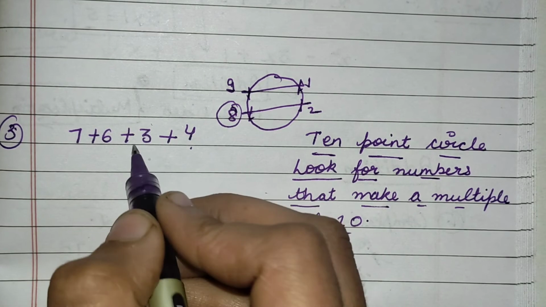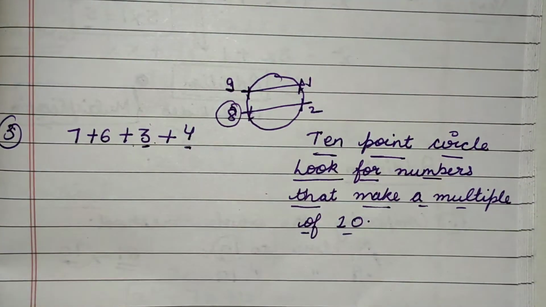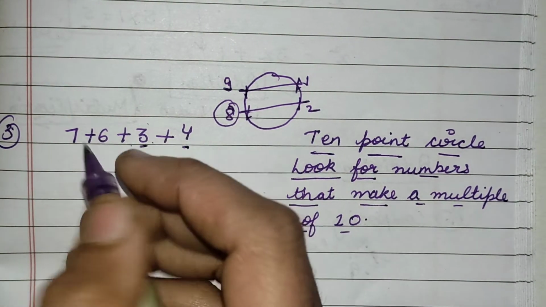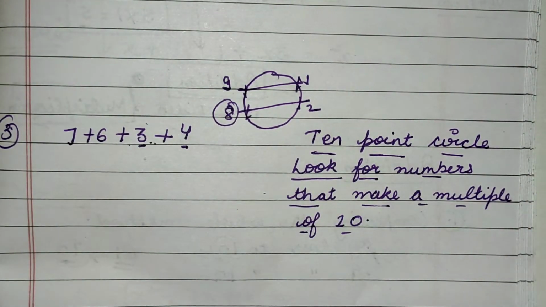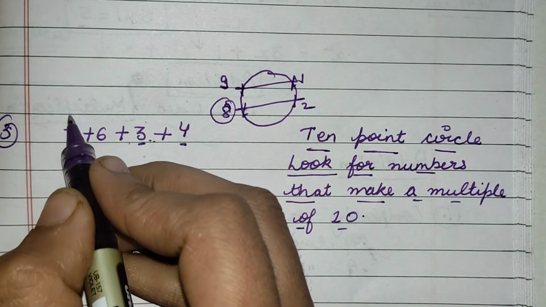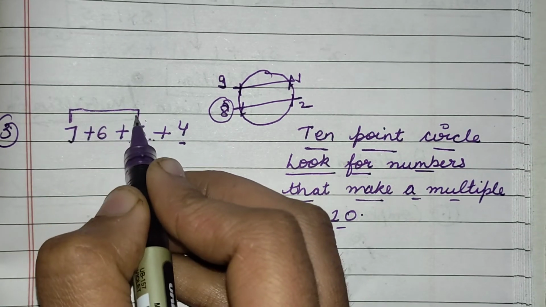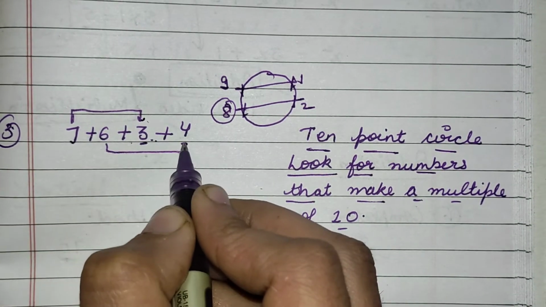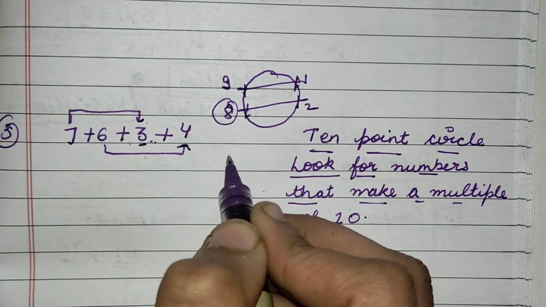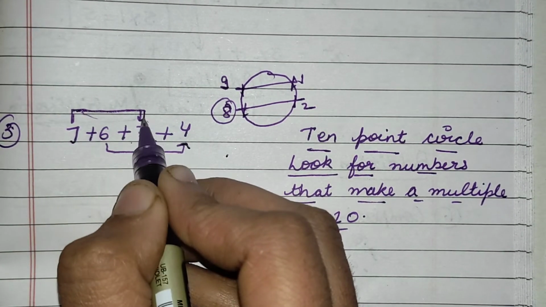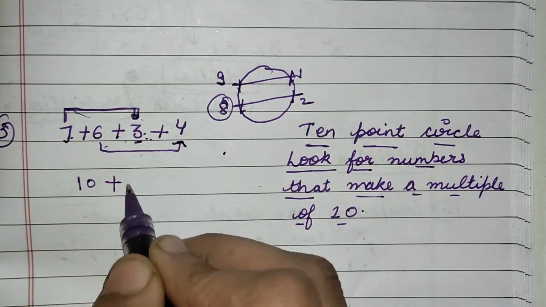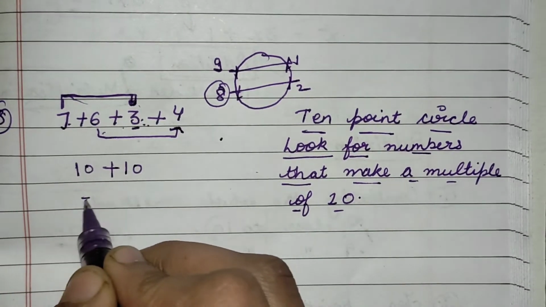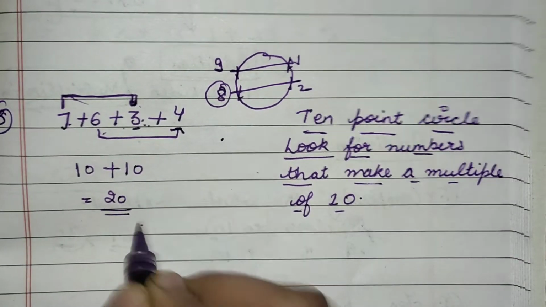Earlier we were breaking our given number into parts so that we can add it and it will become a multiple of 10. But now you can see that directly, if there are any numbers which are making a multiple of 10, they are making it directly. 7 plus 3 will give me 10. 6 plus 4 will also give me 10. So 10 plus 10 will be equal to 20.